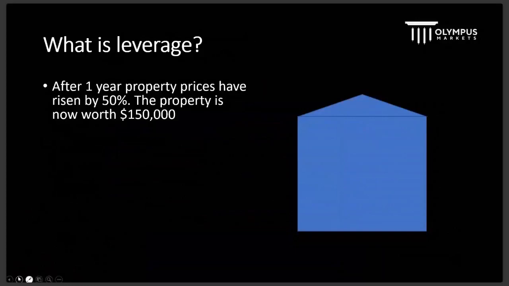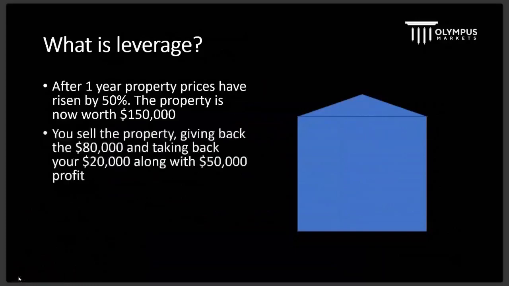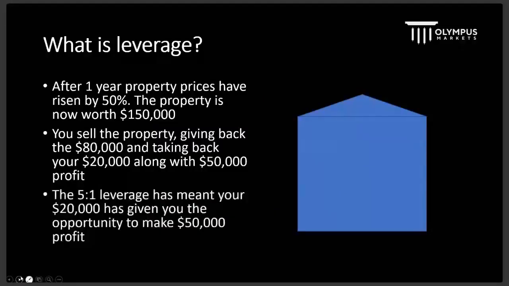You sell the property, giving back the $80,000 to the bank, taking back your $20,000 deposit, but this time you've taken along with you a $50,000 profit. You see, that 1-to-5 leverage has meant your $20,000 has given you the opportunity to make $50,000 profit.